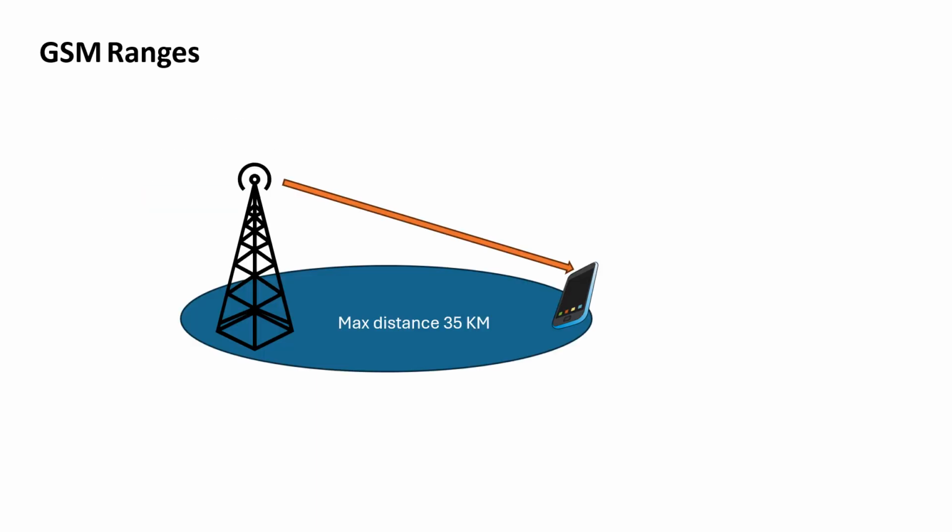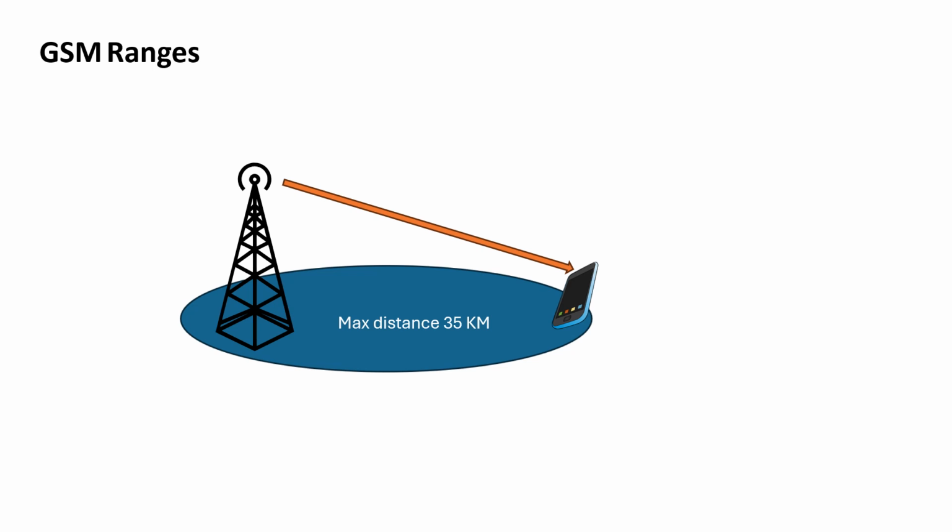Theoretical maximum range, ideal conditions. The maximum range of GSM can theoretically reach up to 35 kilometers in ideal conditions. This means clear line of sight communication without significant obstacles, like buildings, hills, or trees, that could attenuate the signal.